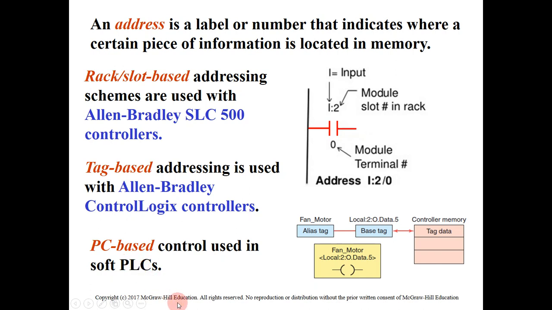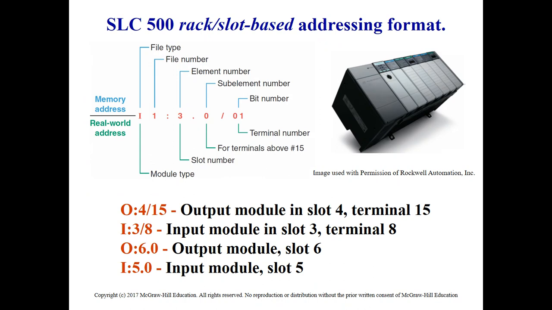So these are the three main types of addressing. You should know how to write the address by using the rack slot base, or by using the tag base, and what the difference between them is. Here we have some examples of addresses for the SLC 500 rack slot base, which is the first type of addressing. This address will be used in the memory, or when we define the software inside the CPU, to address the place of the data.